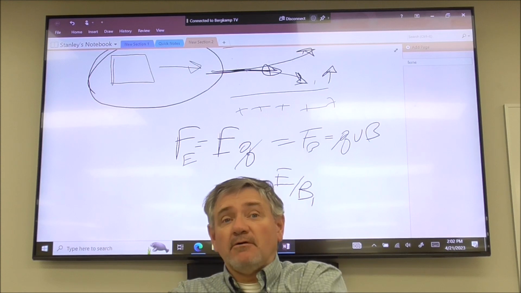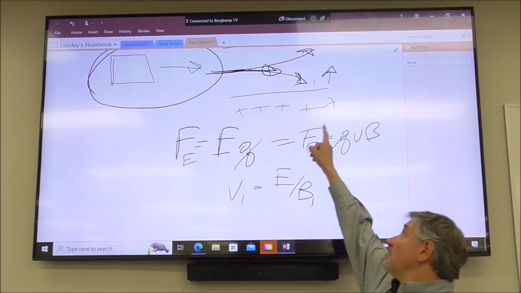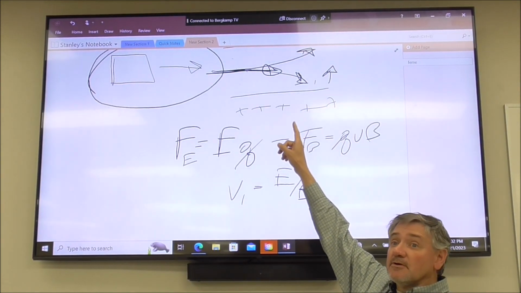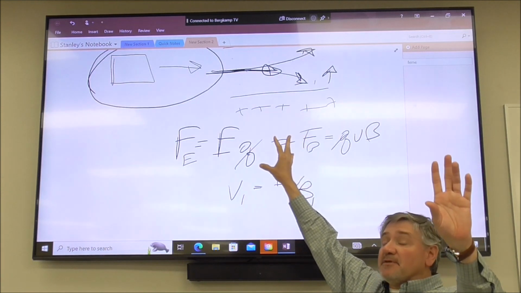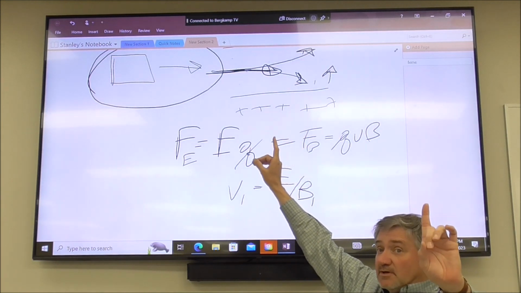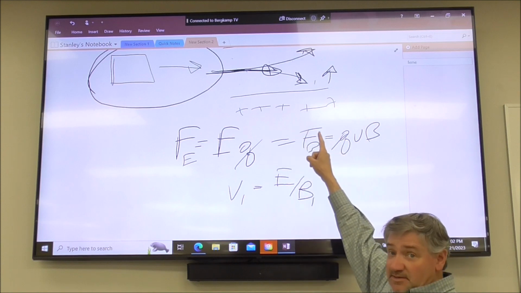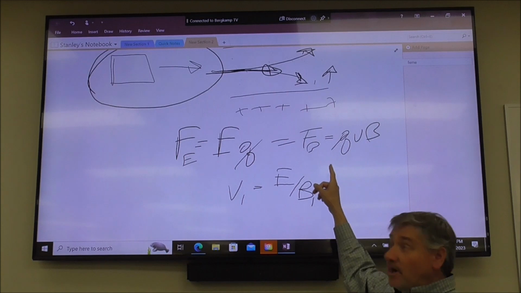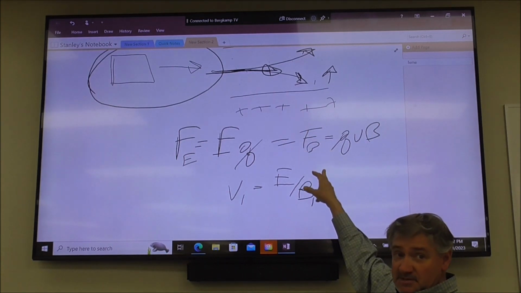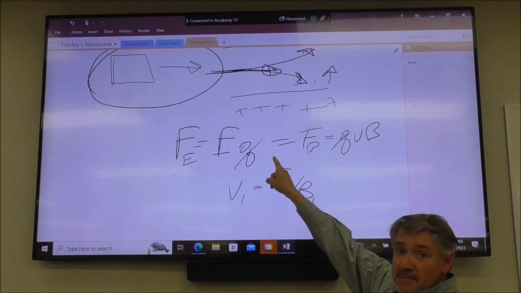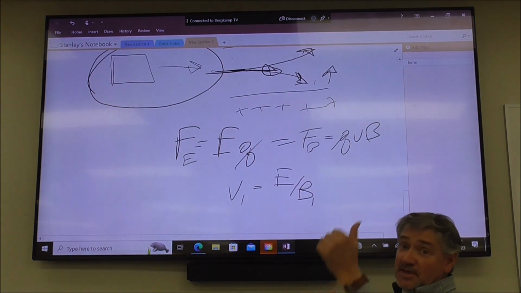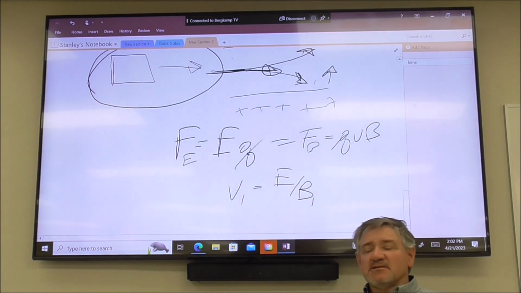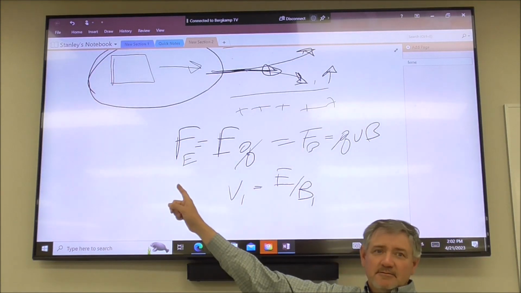If you send a negative charge in here, if you put an electron in there, what's it going to do? Just think about the force from the electric field. If you send a negative charge in there, it'll go down, because it's going to be attracted to the positive. Now, if you send it into that magnetic field with the left-hand rule, it'll go up. So if it was negatively charged, the forces would oppose each other, and it's going to go up.